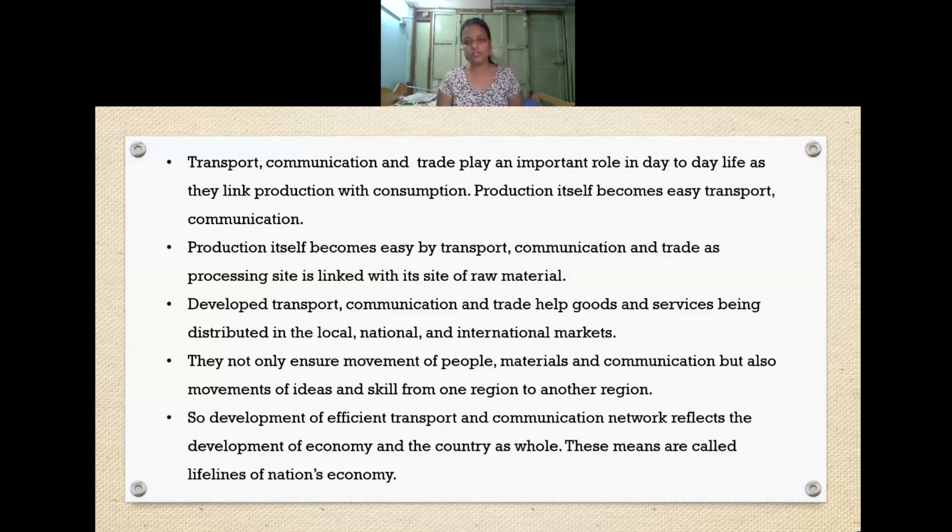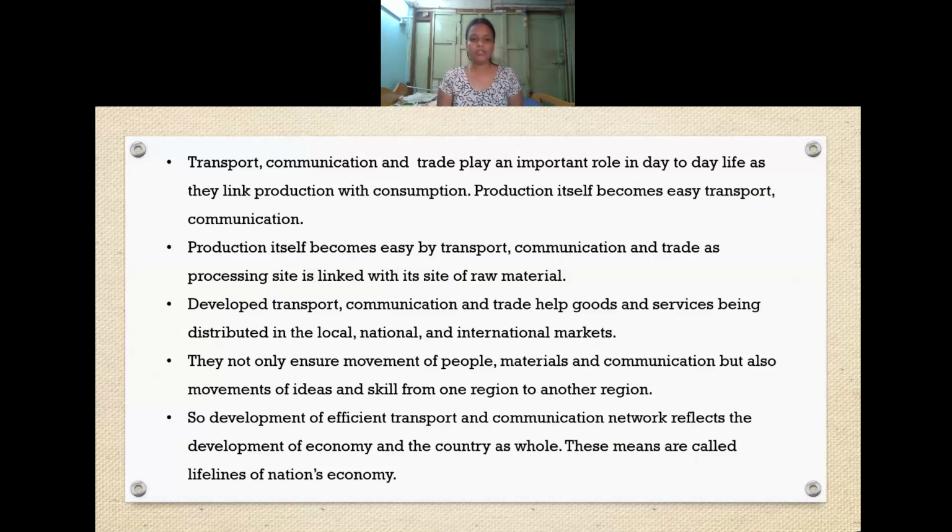These are linked with the site of raw material. The developed transportation, communication, and trade help the goods and services being distributed in the local areas, in the national areas, as well as in the international market. They not only ensure the movement of the people, not only will the people travel from one place to another, even the material and the communication will see the movement. In what way? If the people are traveling from one place to another, not only will they travel, their ideas and skills from one region to another region will be transferred.